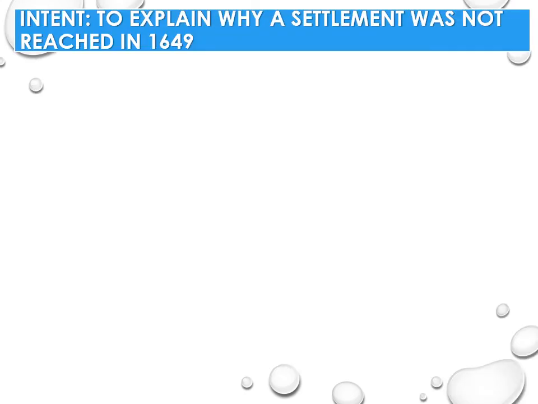Over this lecture, I have attempted to explain why by 1649 both the king and Parliament were unable to reach a settlement and return Britain to stable government.